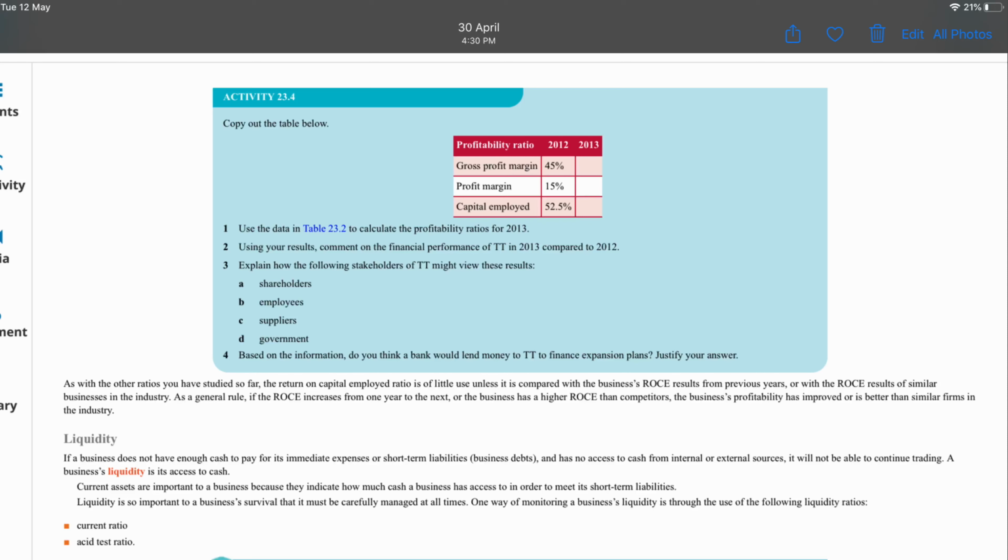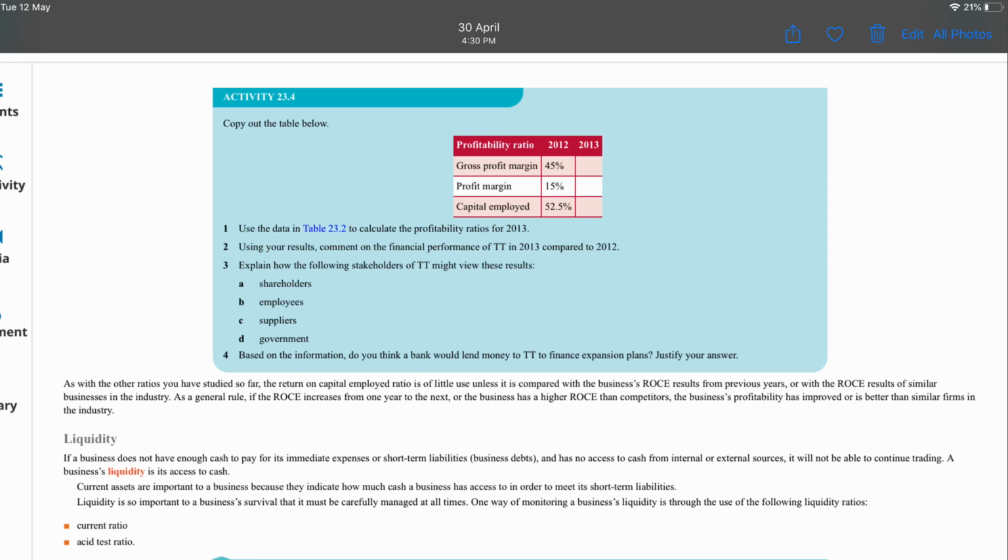For capital employed, the formula is return on capital employed equals profit divided by capital employed times 100. The capital employed for 2013 is 120. So profit is 70 over 120 times 100. You should get 58.3%. Let's go to question number 2.